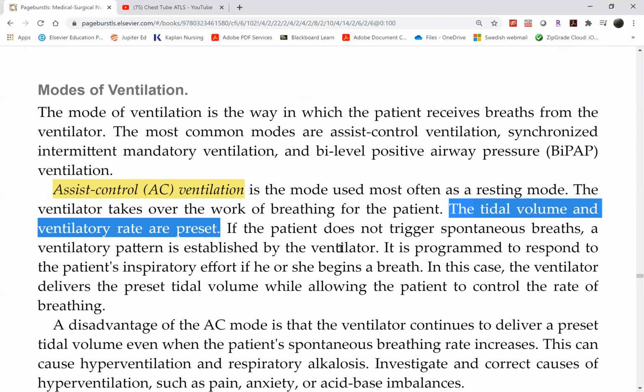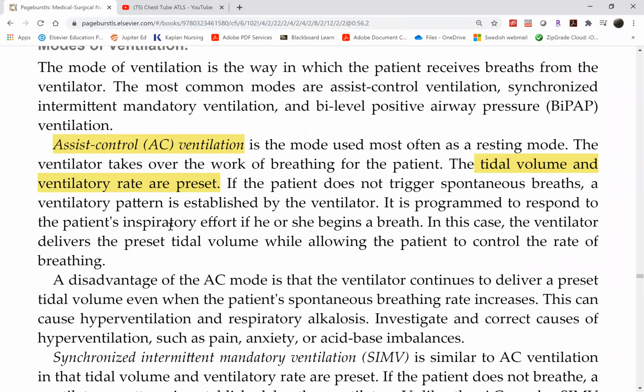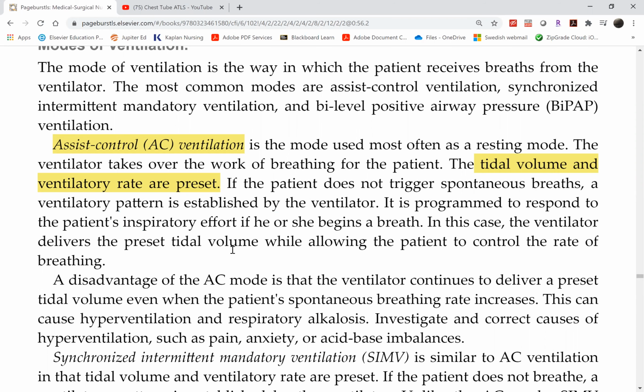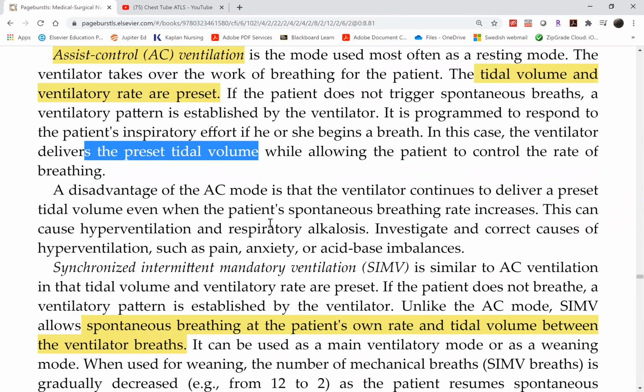The ventilator gives them the minimum preset rate, preset tidal volume each time. If the patient though takes their own breath, the ventilator delivers the preset volume, meaning the patient can breathe, can have more breaths than the preset rate, but never below the preset rate. Does that make sense? Meaning they can always increase it if they want, but they can never get less than what's preset.